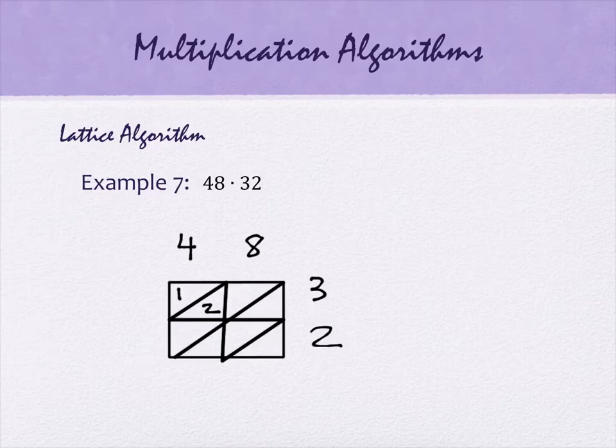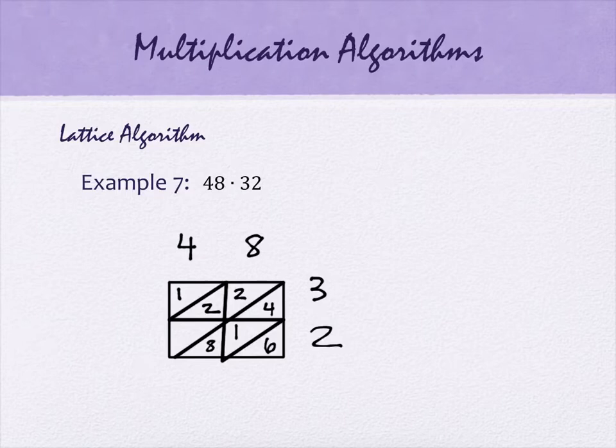8 times 3 is 24. So we did 2 in the top corner and 4 in the bottom corner. 4 times 2 is 8. It's just a single digit number, so it just goes in the bottom corner. And the last one is 8 times 2, which is 16. So I have a 1 in the top and a 6 in the bottom.